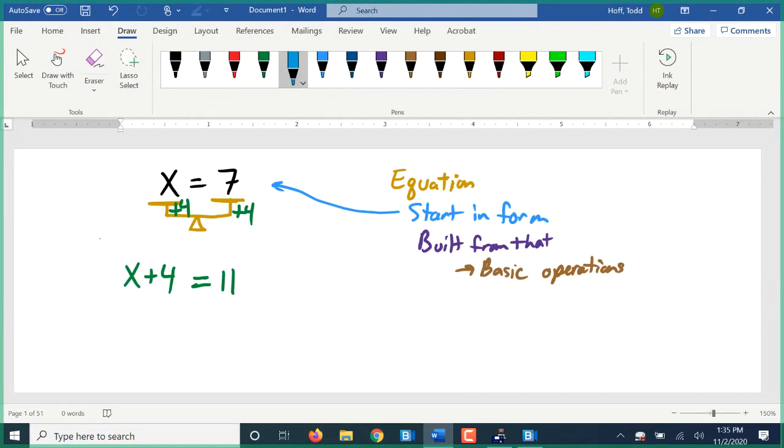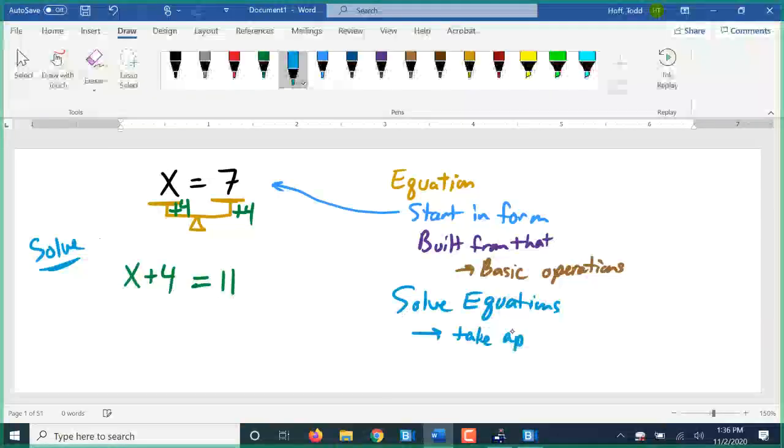But we are typically not asked to build equations. We are typically asked to solve equations. And when we're asked to solve an equation, what we're really being asked to do is to take it back apart and get it to that form, that starting form of a variable equals a number.